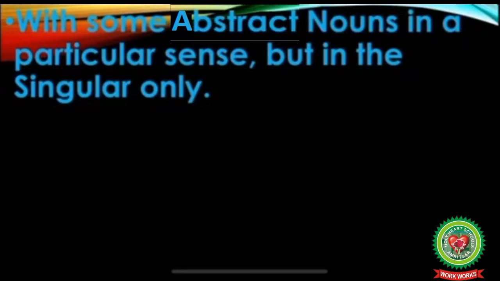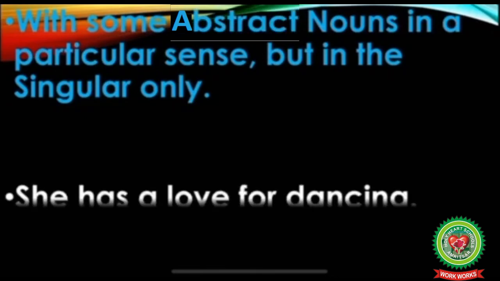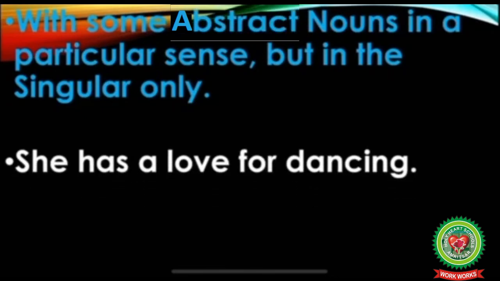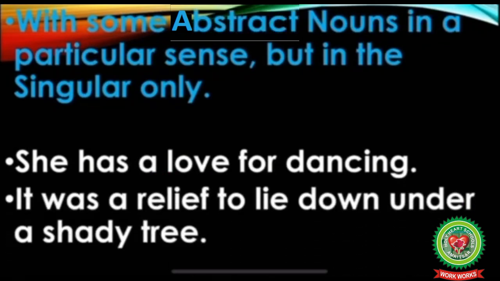With some abstract nouns. Children, abstract noun means the nouns which cannot be seen, which cannot be touched. So, with some abstract nouns in a particular sense, but in the singular only. A or an is always used with singular things. So, she has a love for dancing. Love is an abstract noun, so a will be used. It was a relief to lie down under a shady tree. So, it is depicting a singular thing. It was a relief, and this is an abstract noun, so we will be using a before it.